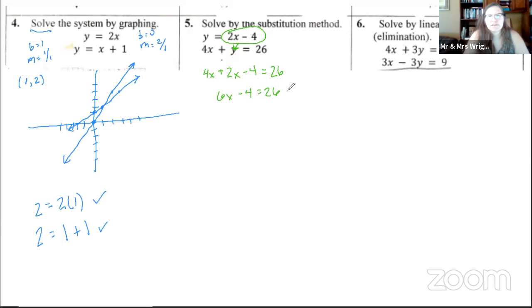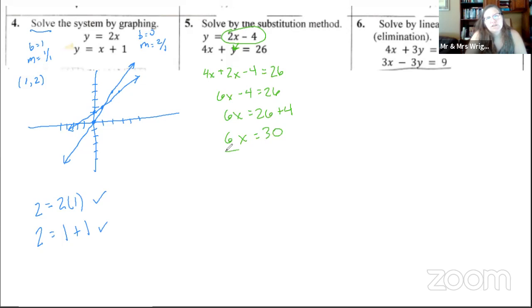I want to get all my constants over to the right. So I'm going to have 6x equals 26 plus 4. And the 4, because it was on the left, it's moved to the right. If it changes sides, it needs to change signs. So the negative 4 becomes a positive 4. So that's 6x equals, I'm going to use my calculator here, 26 plus 4 is 30.